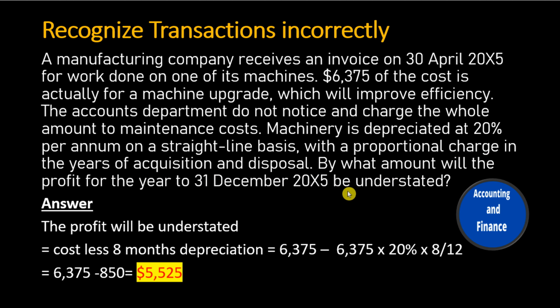Answer: the profit will be understated by the cost less 8 months depreciation, which equals 6,375 minus 6,375 times 20% times 8 over 12, which equals 6,375 minus 850, which equals $5,525.